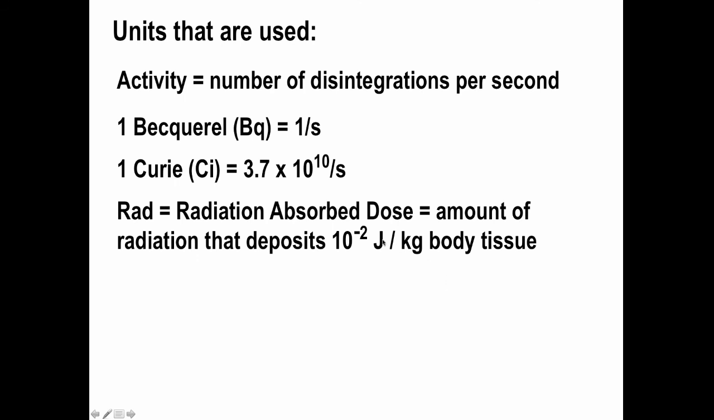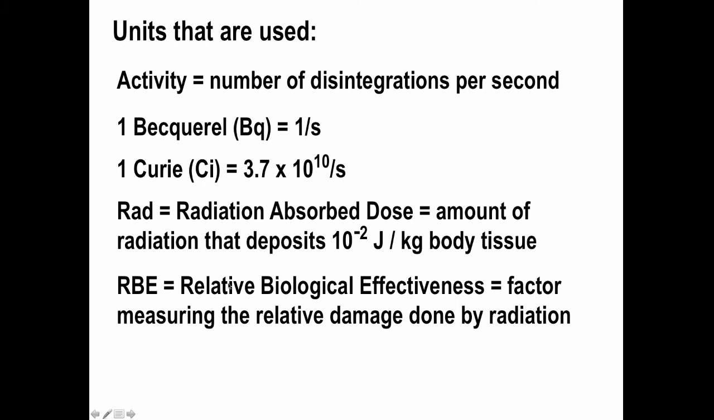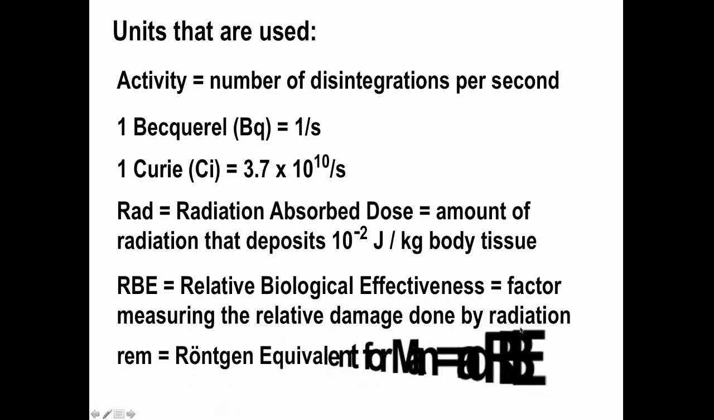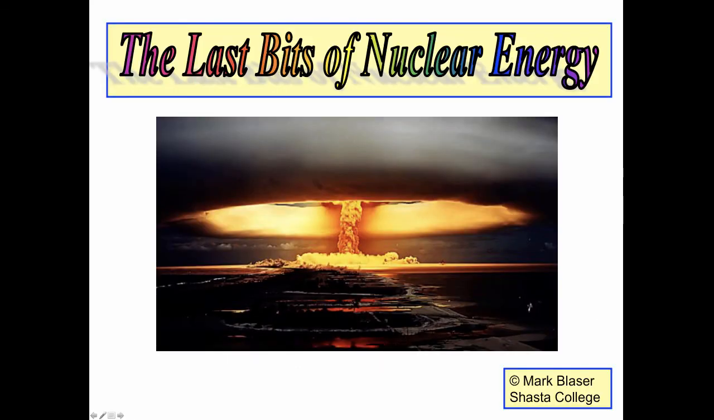Radiation absorbed dose, a rad, is the amount of radiation that puts 1/100th of a joule of energy into a kilogram of body tissue. Then relative biological effectiveness is a factor measuring the relative damage done by the radiation, and that multiplied by the rads gives us the REMs. And that's it for nuclear chemistry, the final screencast.